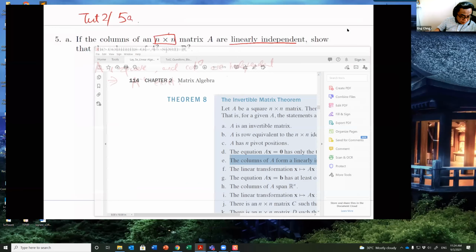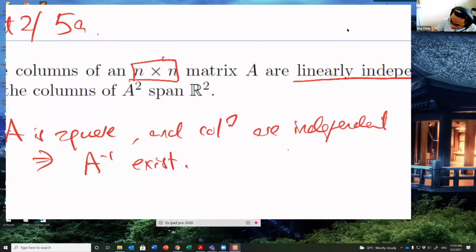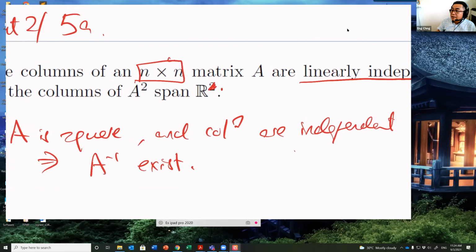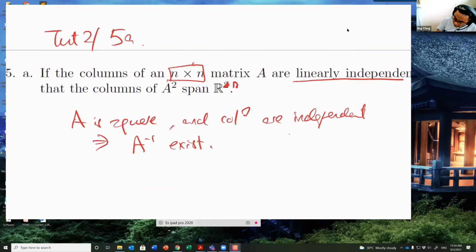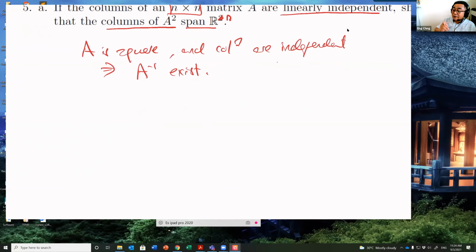Second, what about A square? So there's a typo. This is Rn, not R square. He says, do the columns of A square span Rn? Basically, he's also asking you, is A square invertible? So we are back to, is the product of invertible matrices invertible? So how?